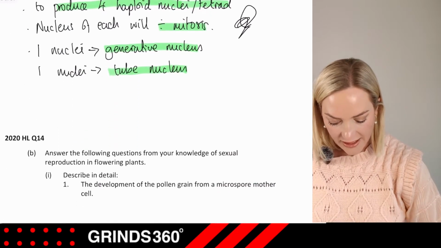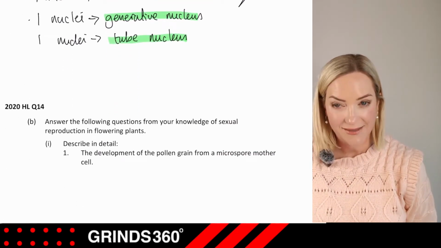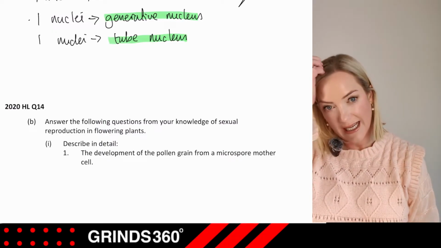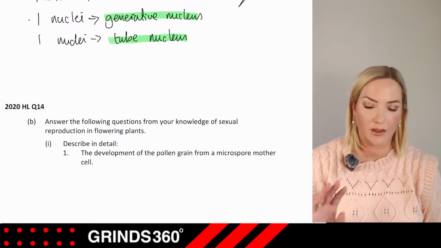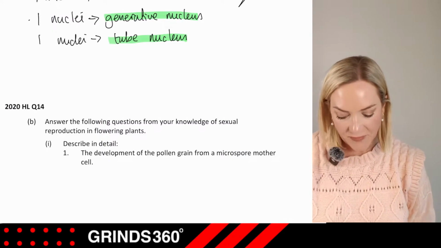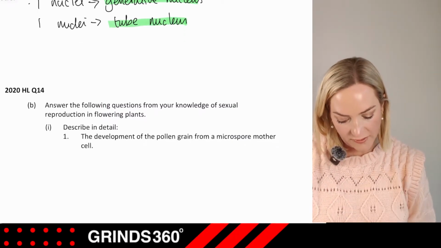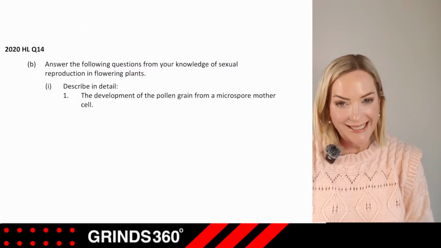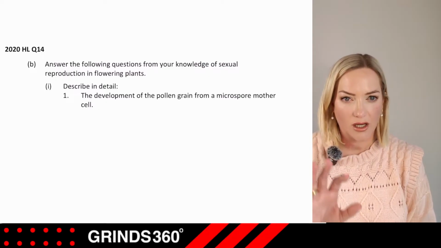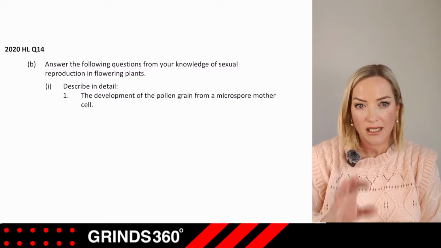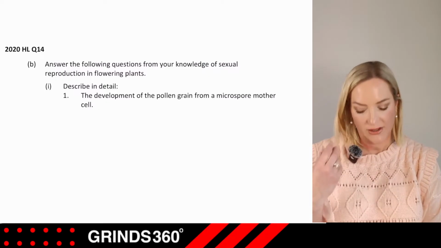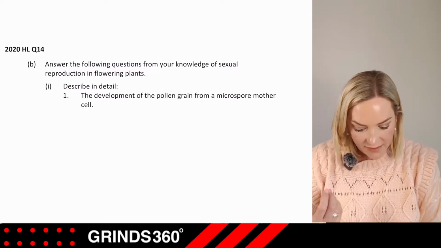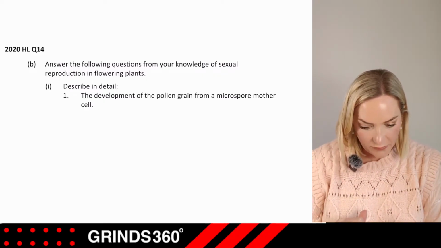Now if we look at 2020, which wasn't asked because of COVID, but they shared the paper and the marking scheme with us. Answer the following questions on sexual reproduction. Describe in detail. Describe is a key word, so again a minimum of 9 marks. Describe in detail the development of the pollen grain from the microspore mother cell.